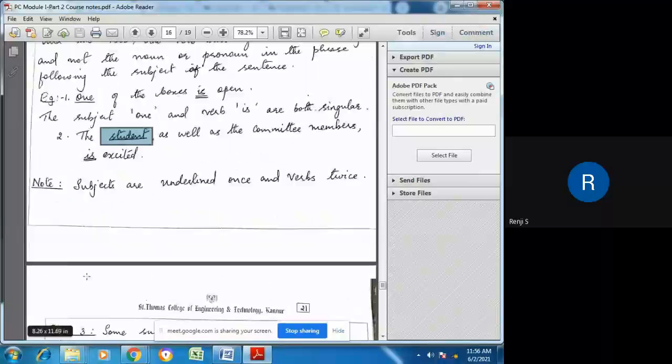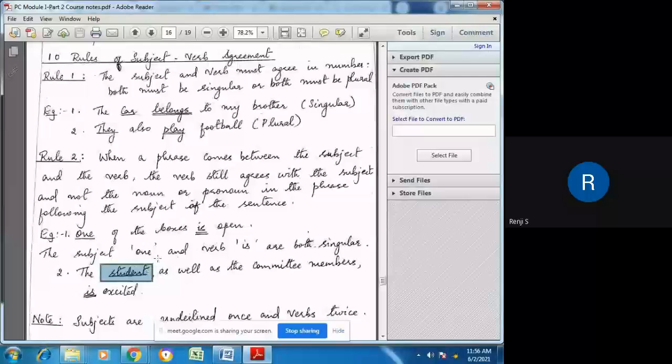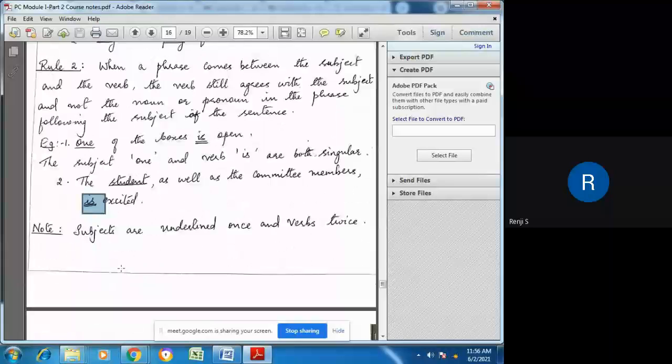So is it clear? So even if there is a phrase in between the subject and the verb, don't consider the phrase. Still, you should consider the subject and the verb alone and see that they agree in number. That is the second rule. Don't consider phrase in between subject and verb.